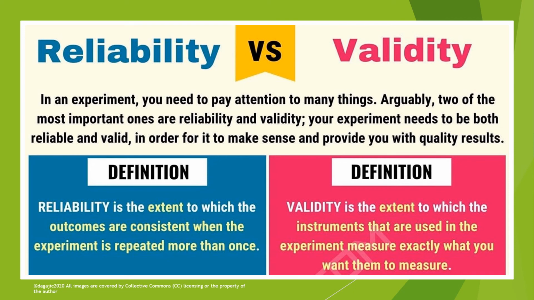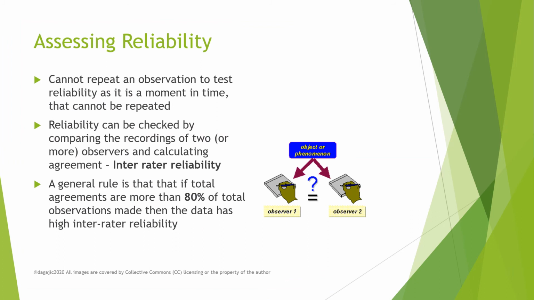So let's look at reliability and validity. You should be already familiar with these terms because you will have looked at them when you've looked at experiments too. So our definition, remember, reliability is about consistency. If we could repeat something, would we get the same results? And validity is about measurement. Are we measuring exactly what we set out to measure? Now, the problem with an observation is you can't repeat it because it's a moment in time. You could do something similar, but it'd never be exactly the same.